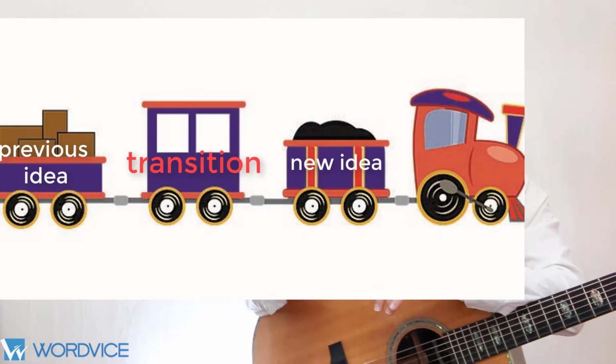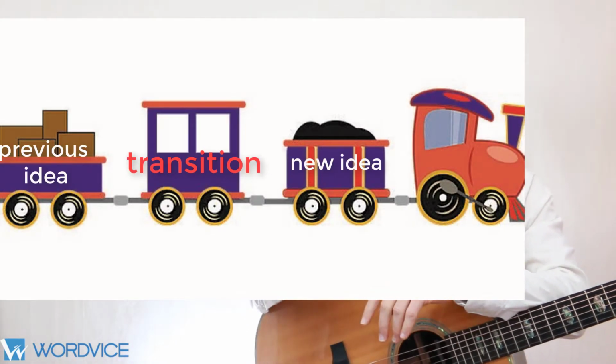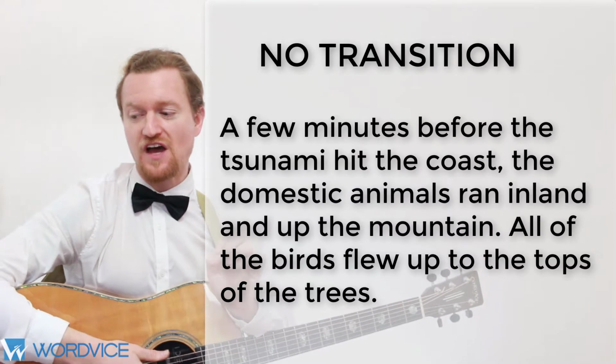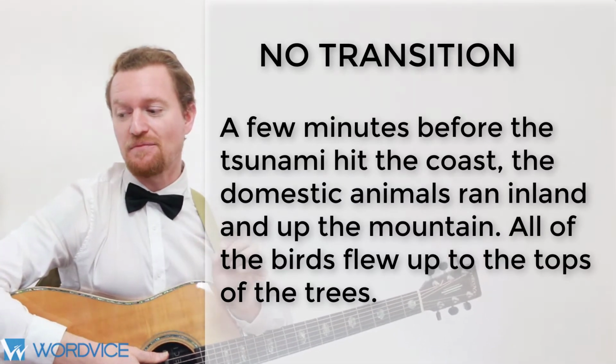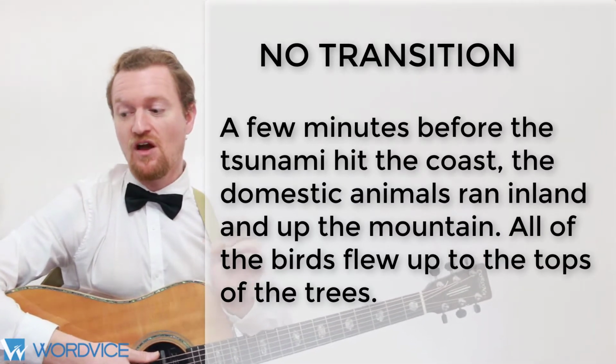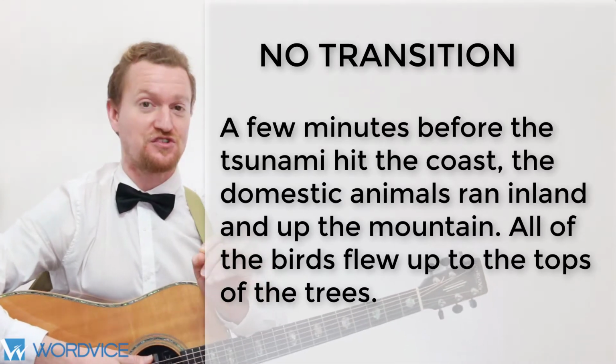So as you can see, when you use these transitions, you're always adding another idea to a previous idea or group of ideas. So let's look once again at a sentence without a transition. A few minutes before the tsunami hit the coast, the domestic animals ran inland and up the mountain. All the birds flew up to the tops of the trees.